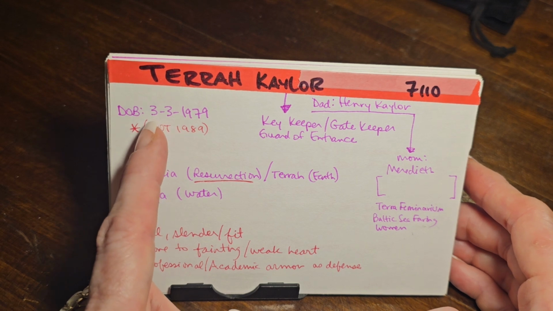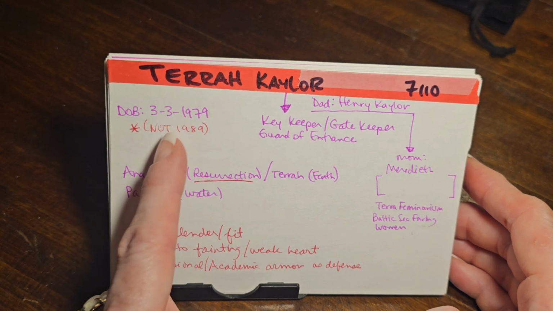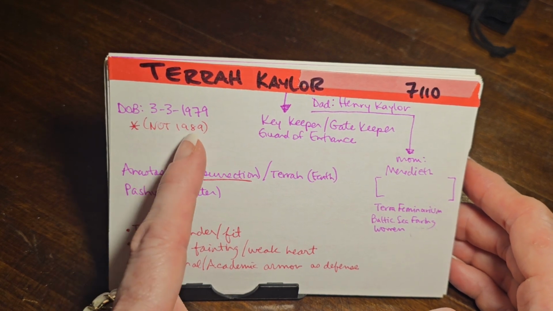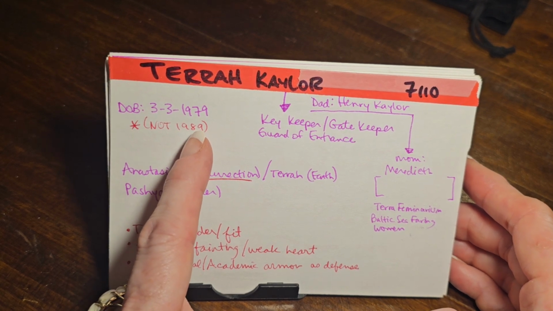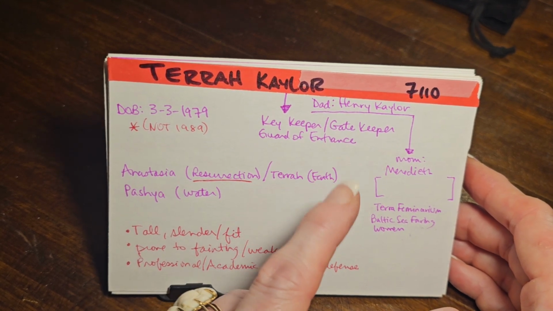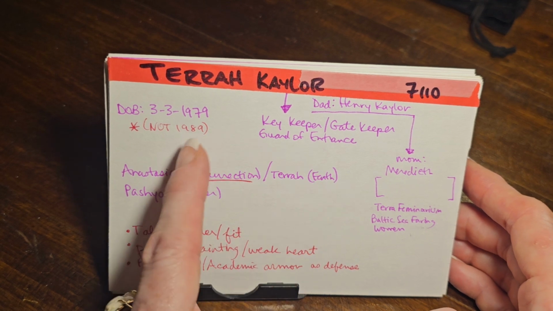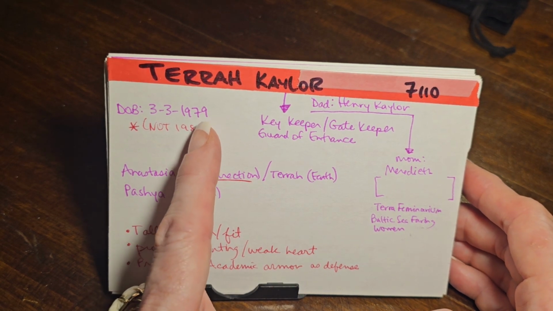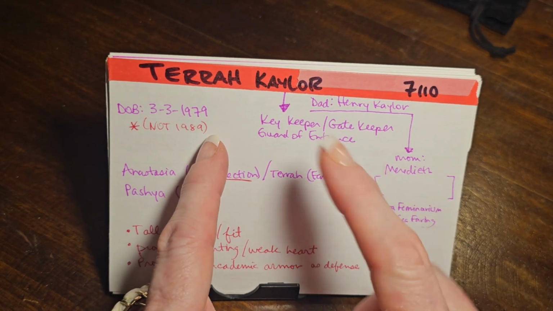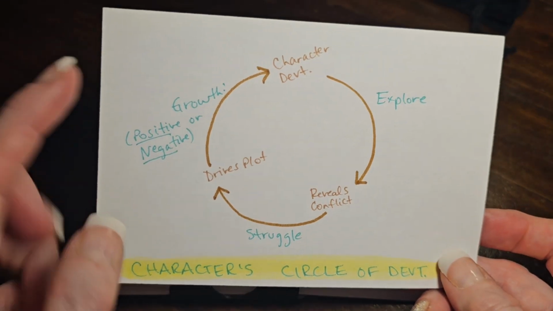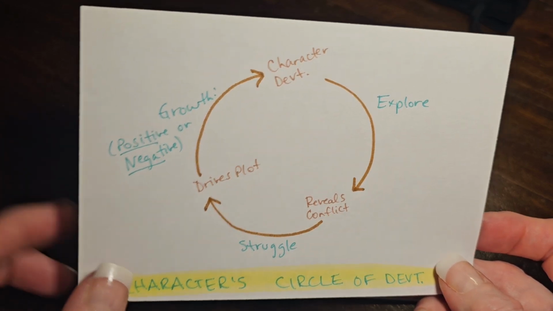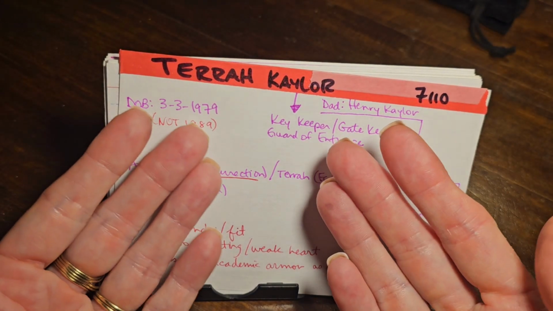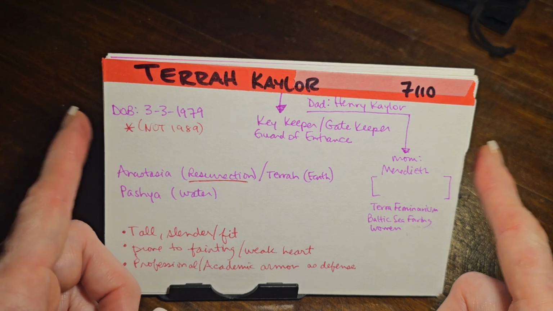Over here, I've made her date of birth 3/3/1979. Notice I made myself a note, not 1989. I originally had her born in '89, but because of events that I wrote later on in my Act 1, I had to go back and change her date of birth, so she was born in '79 instead. That's what I'm talking about when I talk about using that circle of development, because decisions that you make over here are going to influence things that you do over here. And having it all on your cards is a nice way to keep it straight and work those things out.